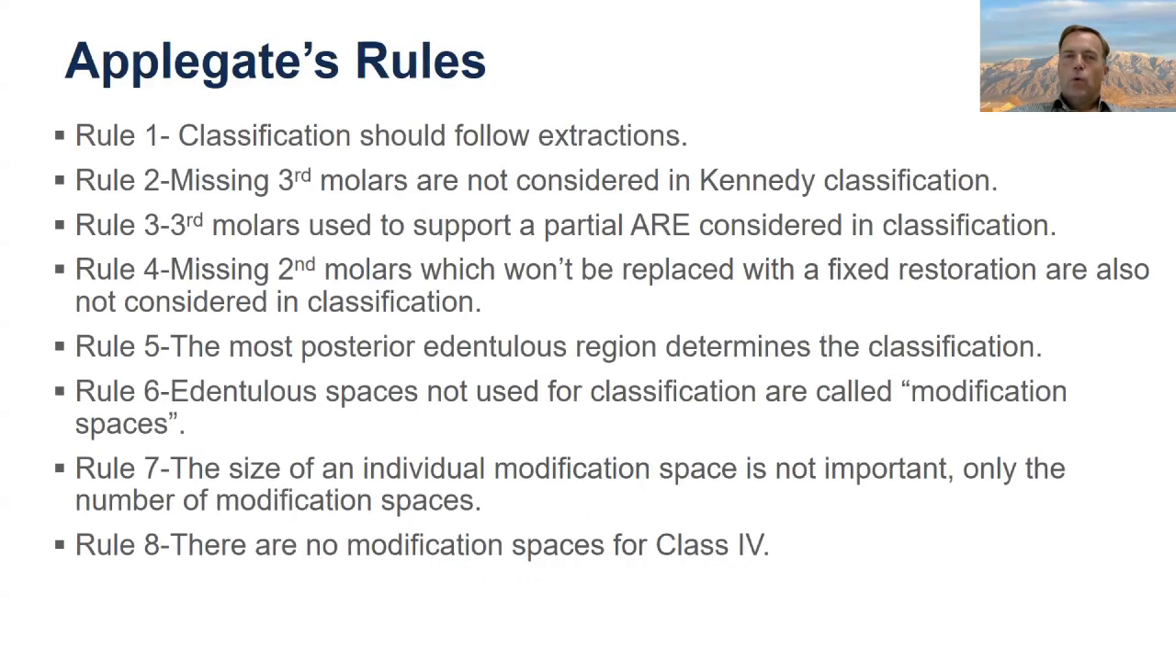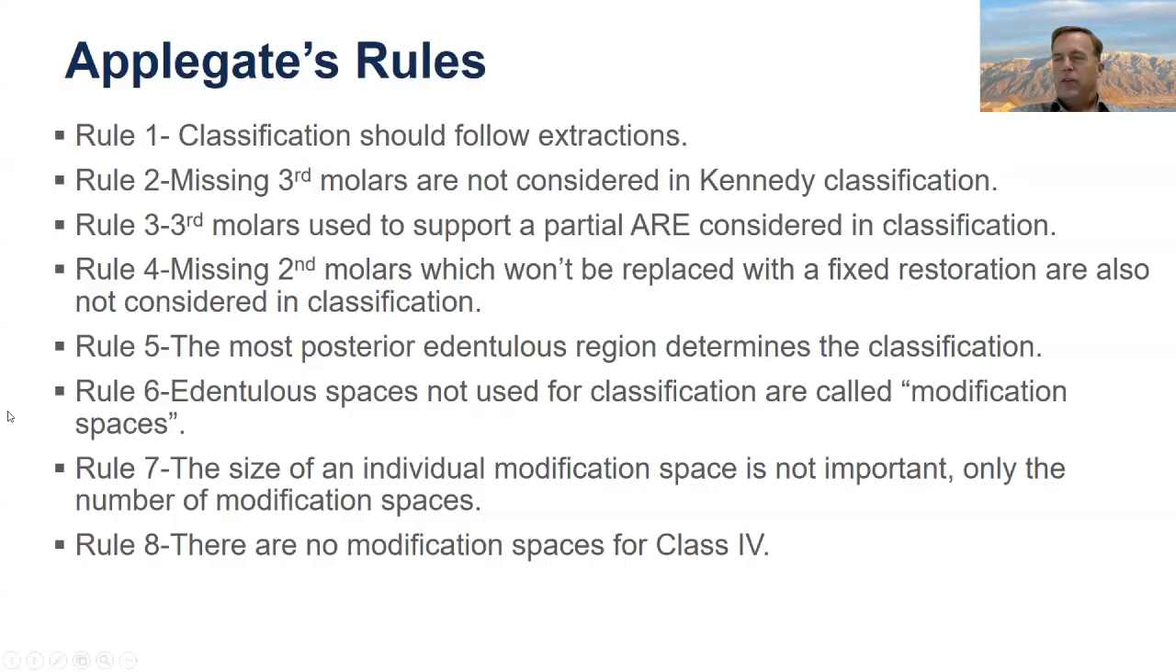So then Applegate's rules are basically how, in borderline cases, you decide which Kennedy class a case is in. The first 4 rules basically say that a posterior space only counts if we're going to restore it. Rule 5, though, is really important, because if a case looks kind of class 4 and kind of class 1, it's going to be class 1.